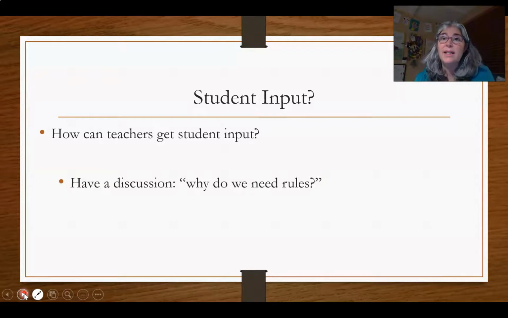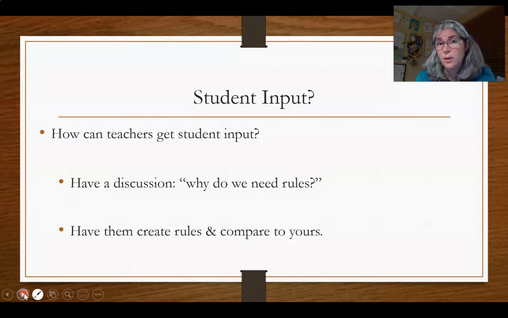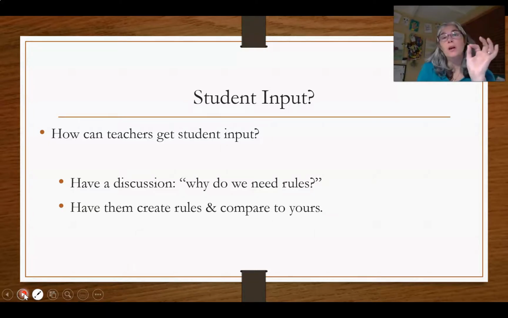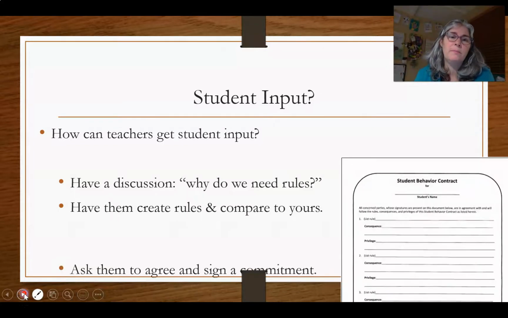So you can see, again, at any age you can get input, and it can be helpful, even just simply asking, why do we need rules? You could also put them in groups or individually, have them create their own set of rules, compare what they have created to your set of rules, and discuss the differences. Sometimes you will find that the rules that they create on their own are very similar to yours.